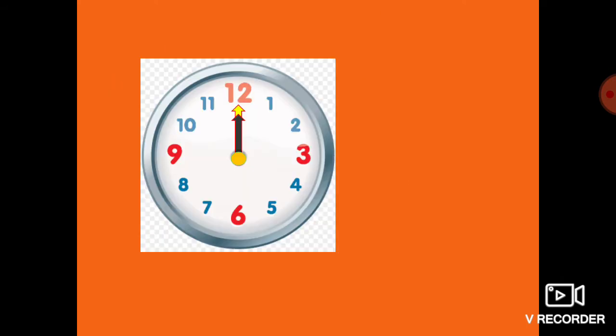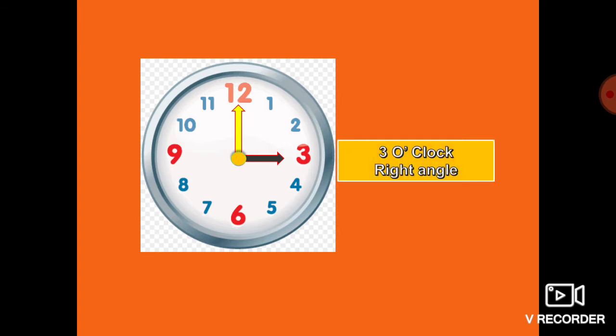Next one, here we can see a clock. Then the clock moves from 12 to 3. 12 to 3, how many numbers? 1, 2, 3. 3 numbers. So now we know the time is 3 o'clock. 3 o'clock makes a right angle. Very simple. 3 o'clock makes a right angle.